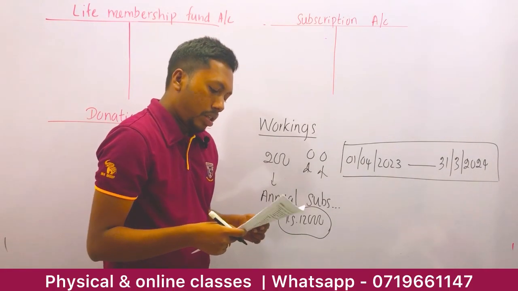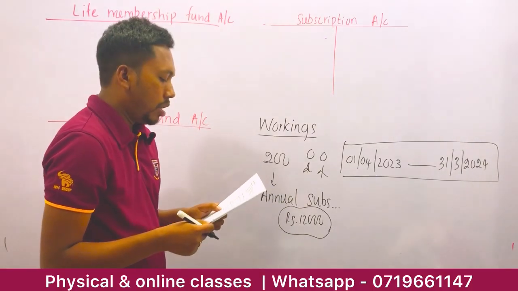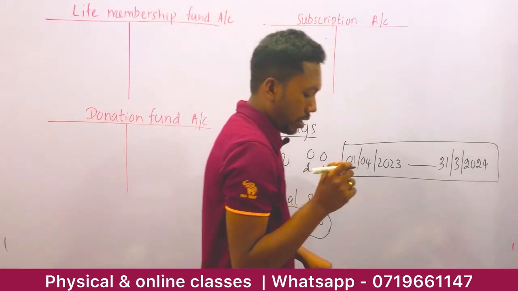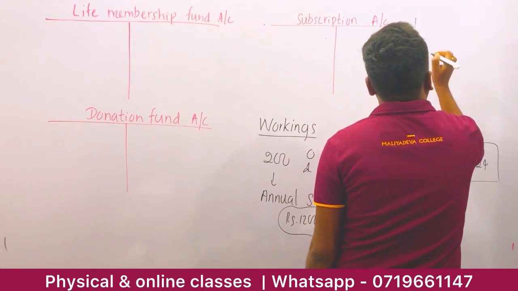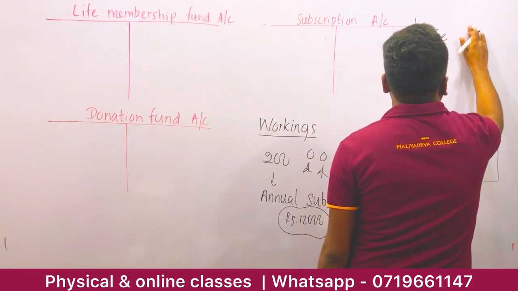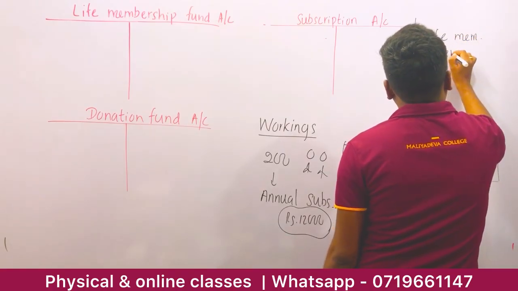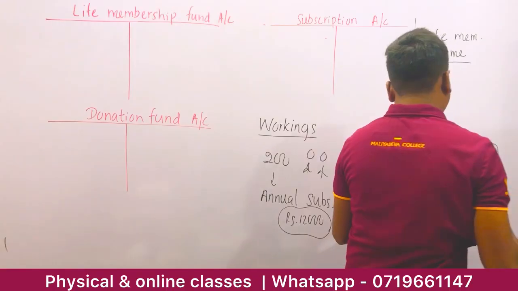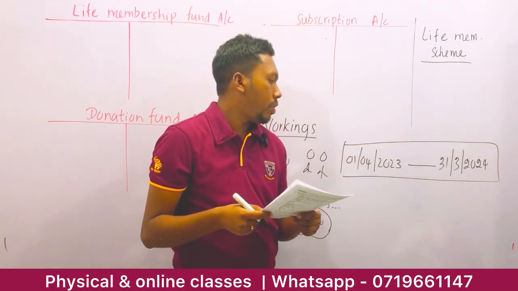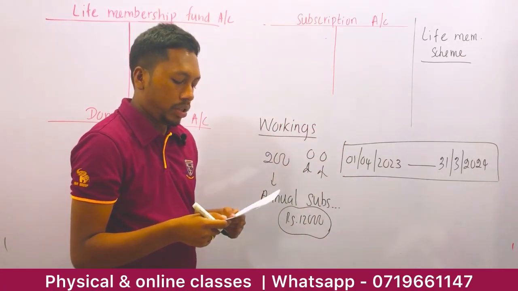First come to life membership. The first point: the Welfare Society introduced a life membership scheme. Here you can do the workings on the life membership scheme on 1st April 2023. Now we know that 1st April 2023 is the beginning of our financial year, right?